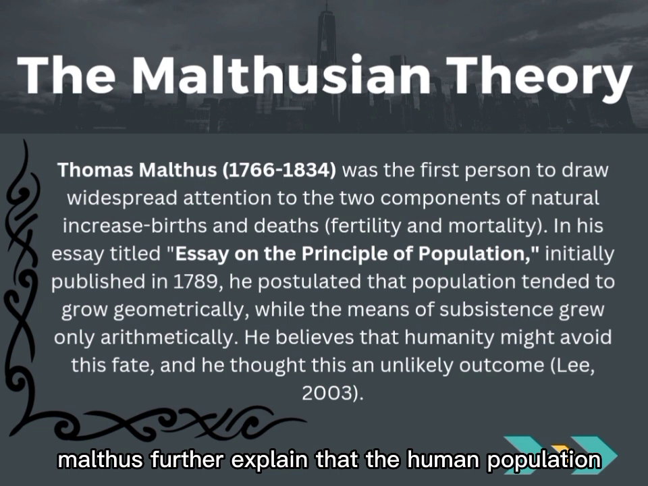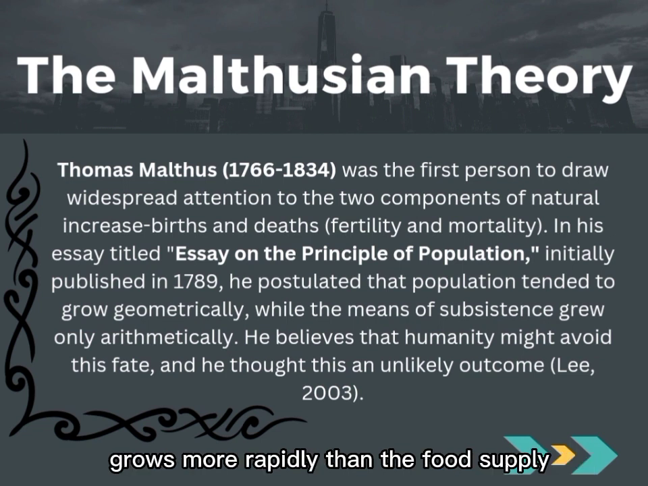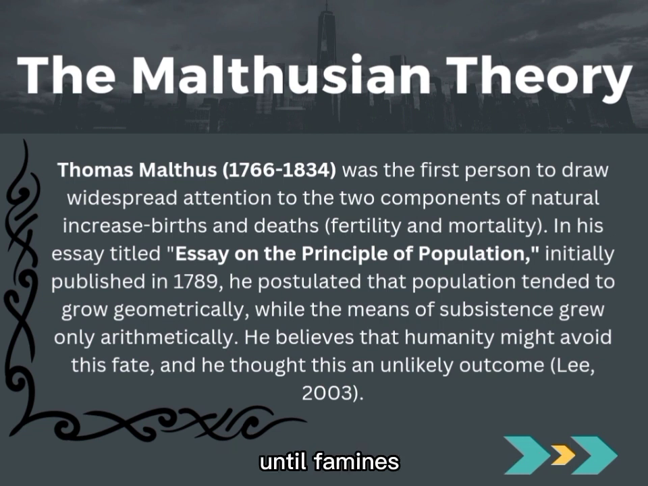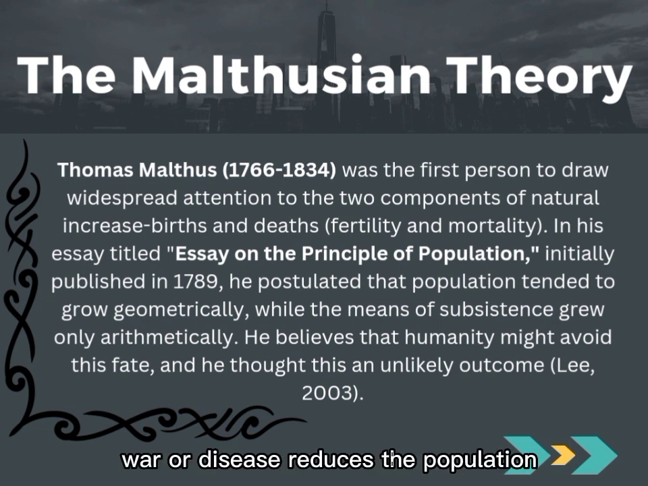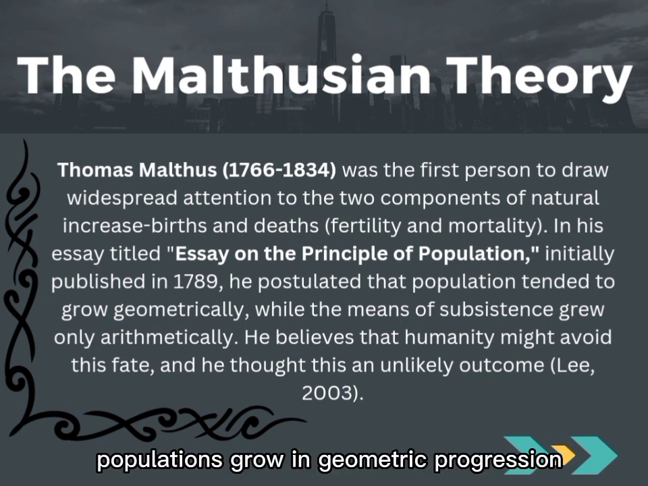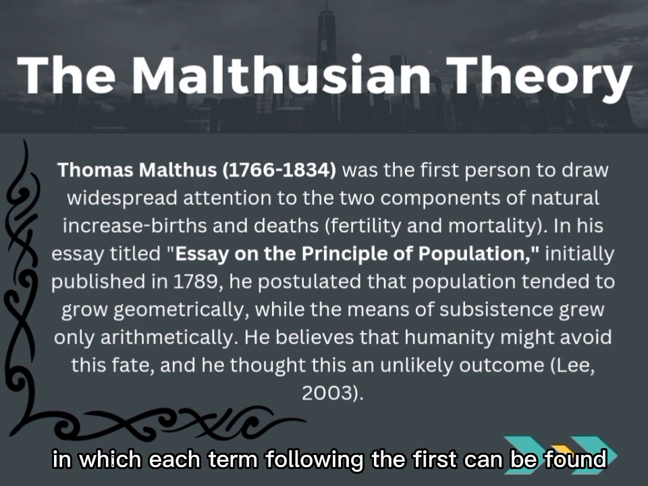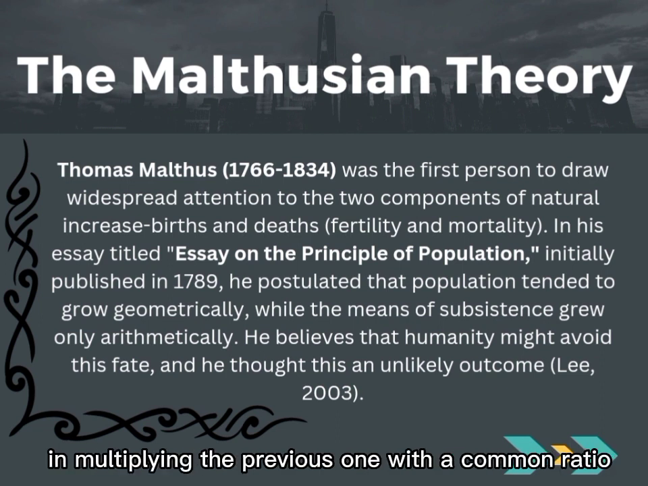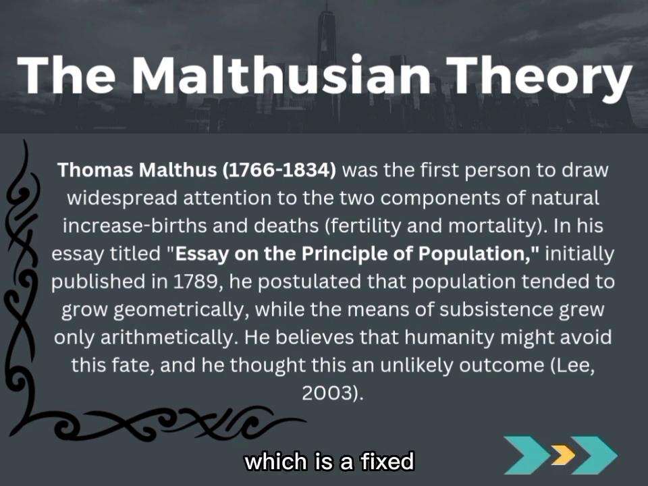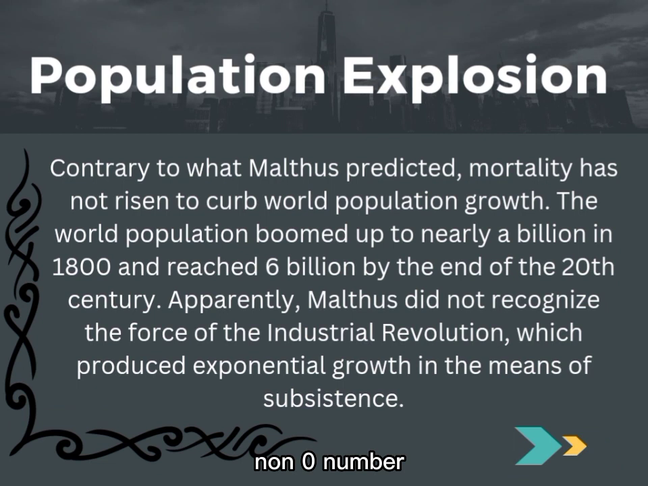Malthus further explained that the human population grows more rapidly than the food supply until famines, war, or disease reduce the population. According to Malthus, populations grow in geometric progression. A geometric progression refers to a number sequence in which each term following the first can be found by multiplying the previous one by a common ratio, which is a fixed, non-zero number.